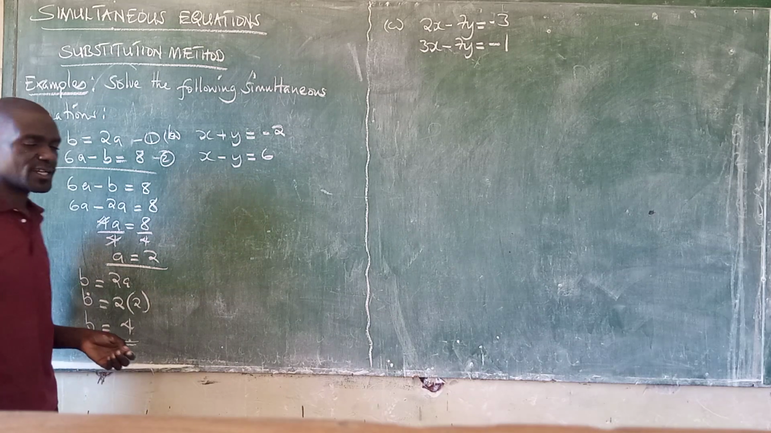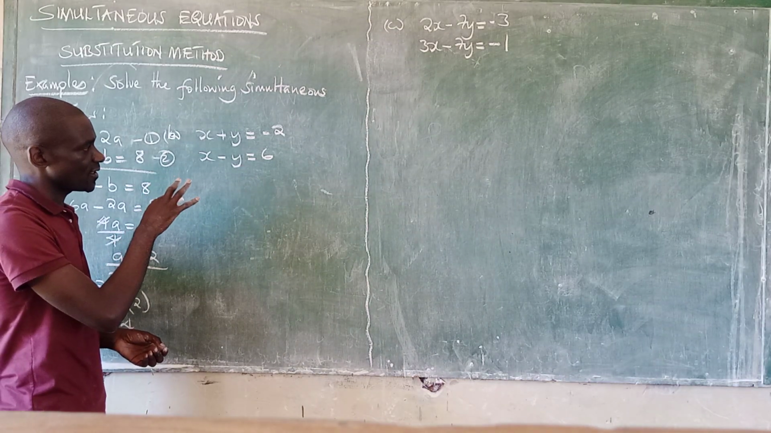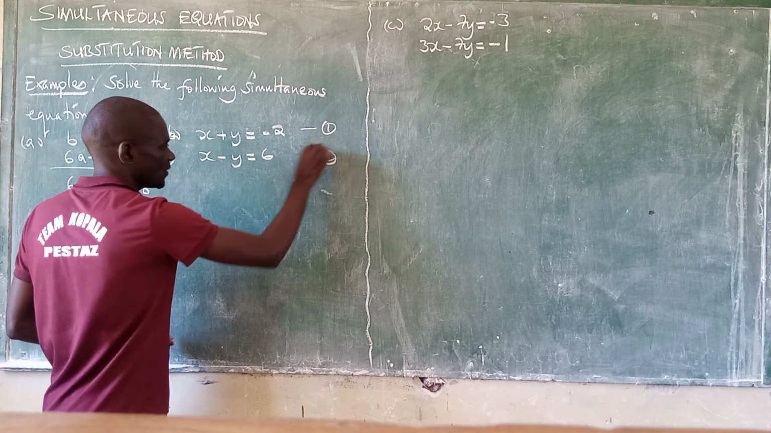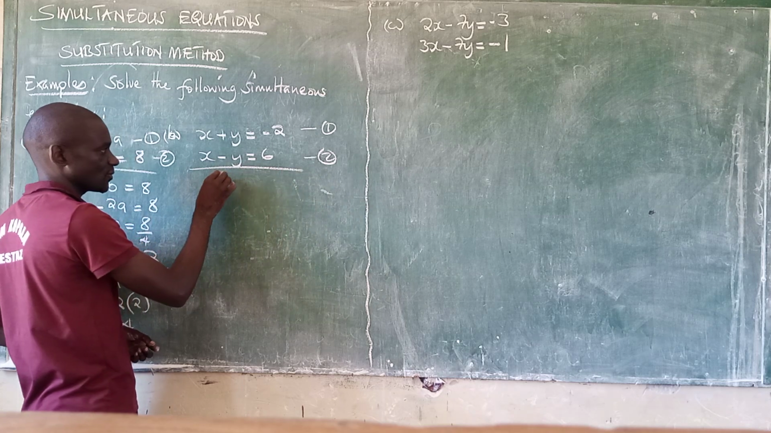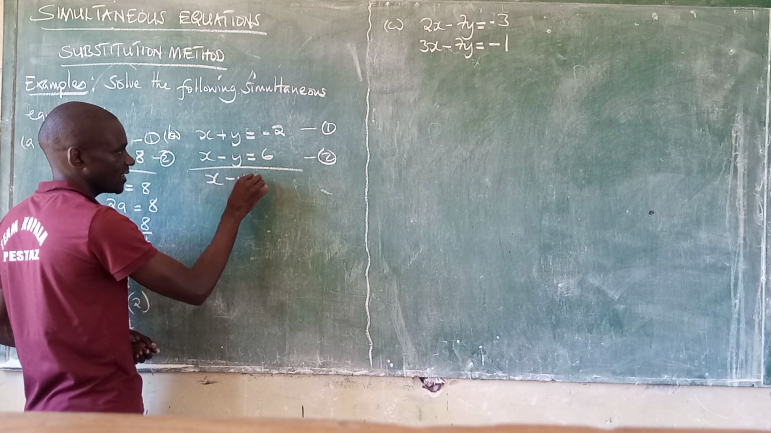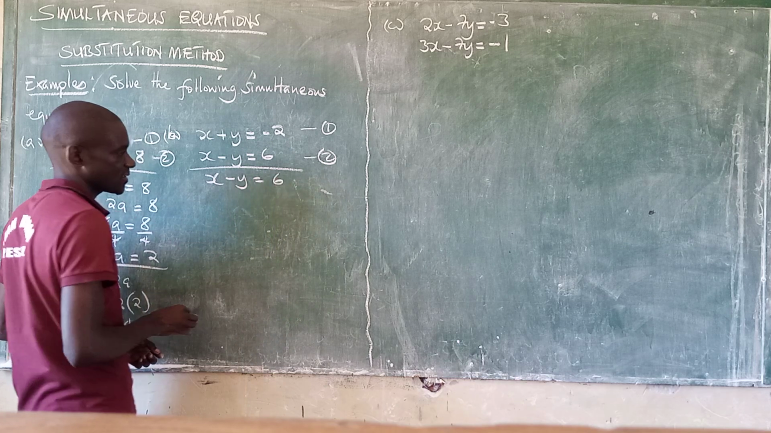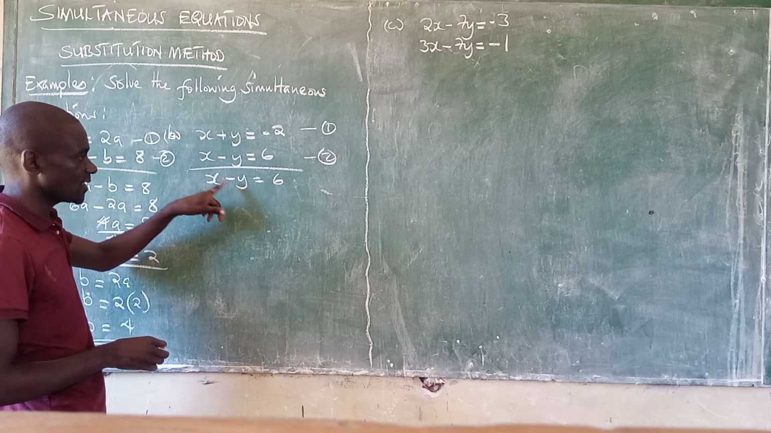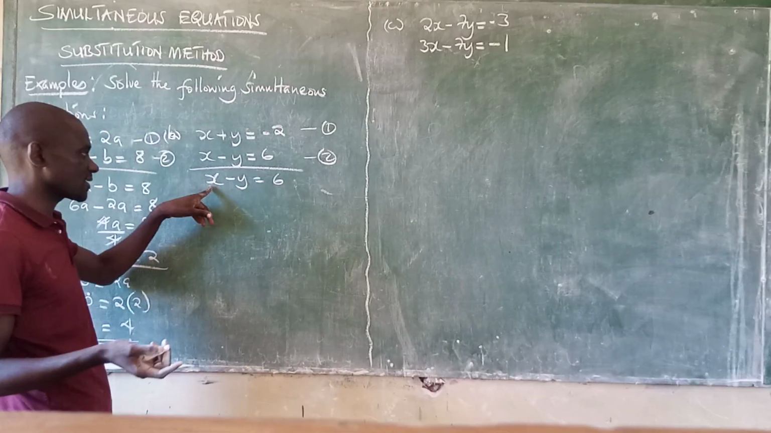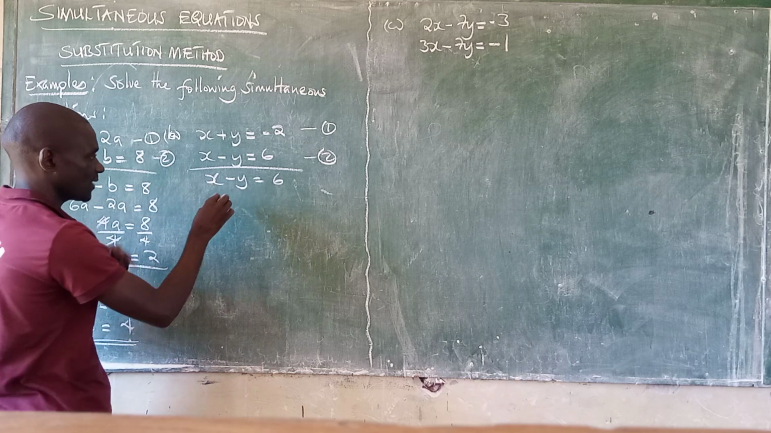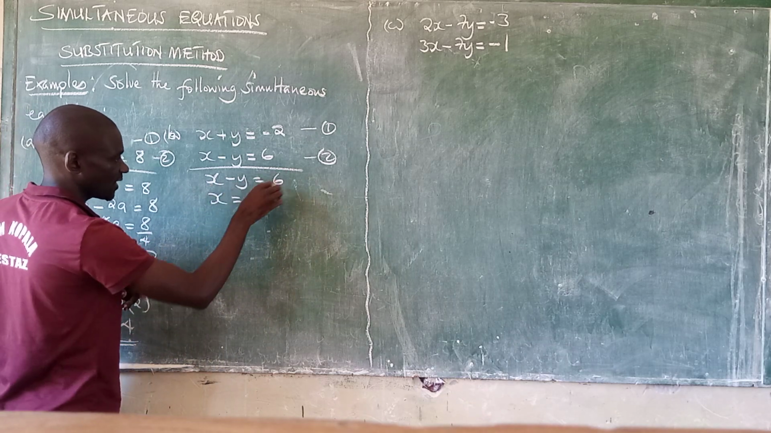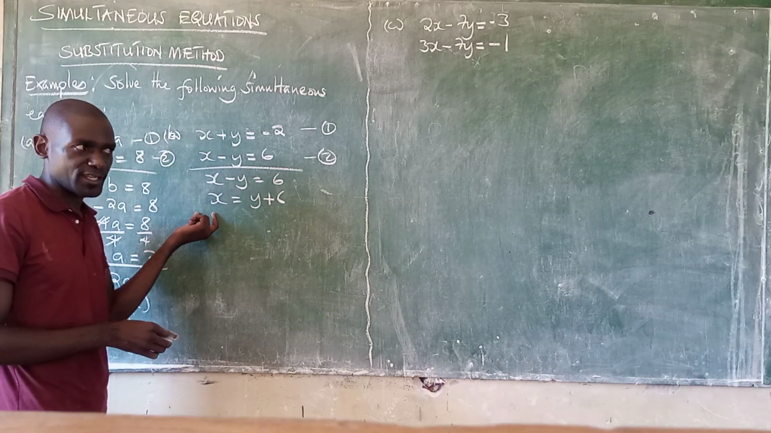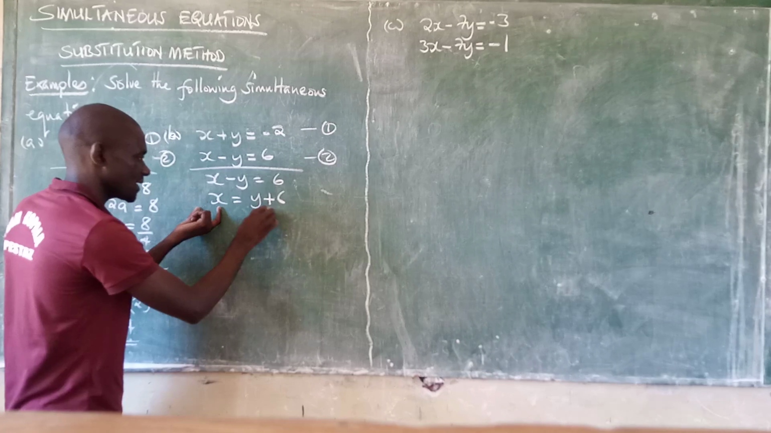Here what we do is, let's change one of them. Maybe let me use equation 2. We have 1, we have 2. If I pick equation 2, that is x minus y is equal to 6. Now let me change, I'll make the subject of the formula x. So if we change the subject to x, that will give us x is equal to y plus 6. So we can now see the value for x in terms of y. That is y plus 6.